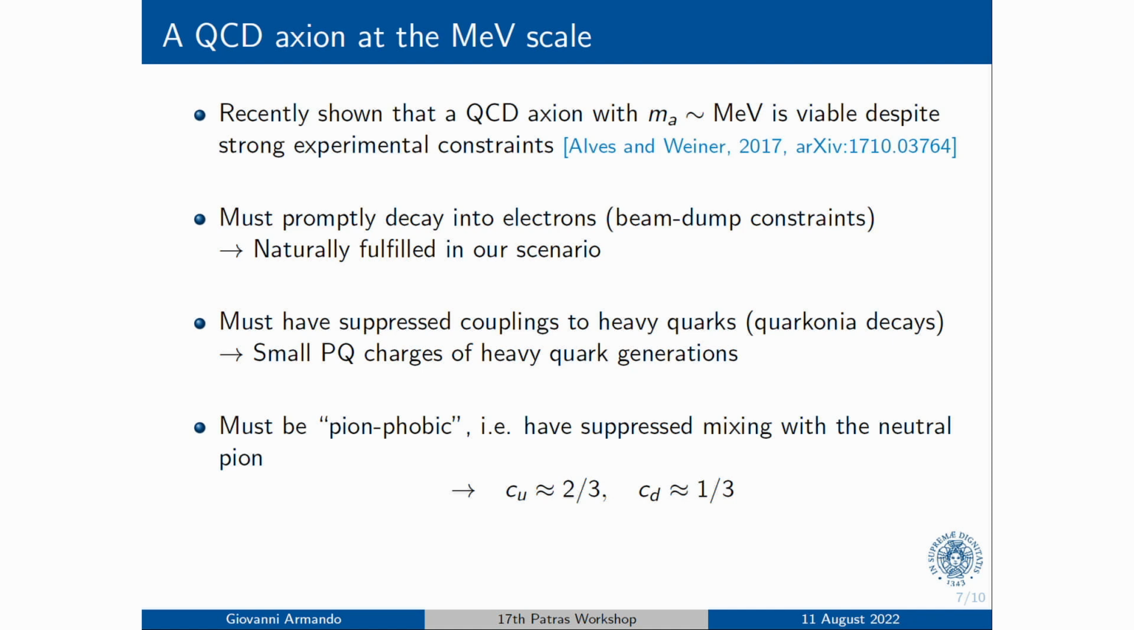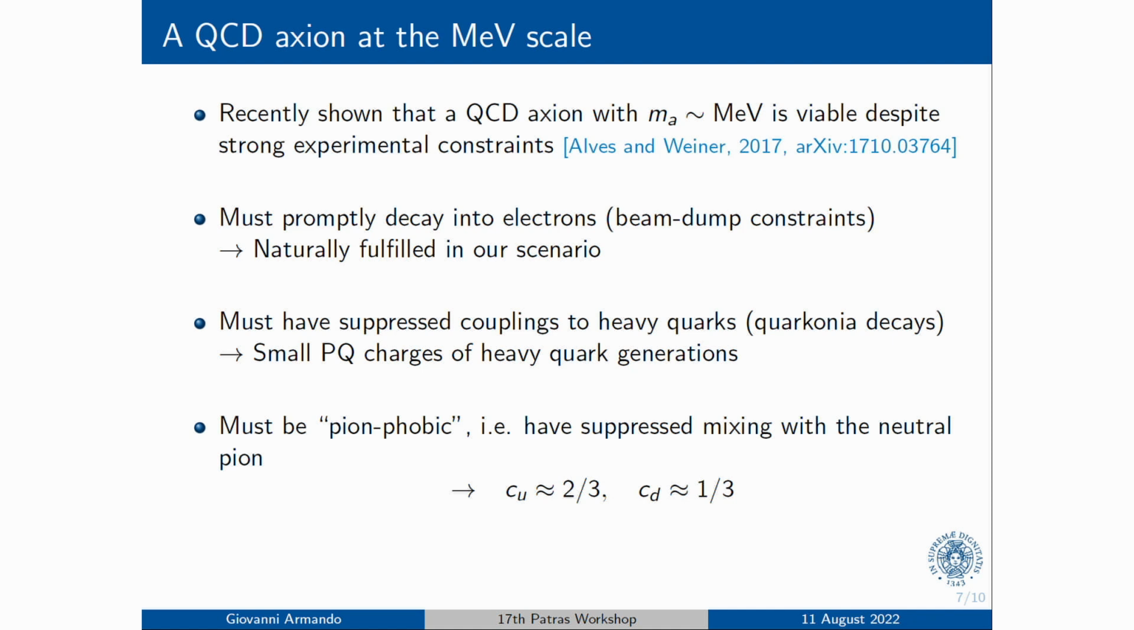Moreover, it must have very suppressed couplings to the heavy quarks, because we have very strong constraints from quarkonia decays, which would be enhanced in non-leptonic channels if that weren't the case. And so any axion model in this range will have to have very small or zero Peccei-Quinn charges for the heavy quark generations. And for the light quarks, we must have a pion-phobic, so to say, axion. So it must have a very suppressed mixing with the neutral pion, because otherwise, again, it would run into constraints from pion decays.